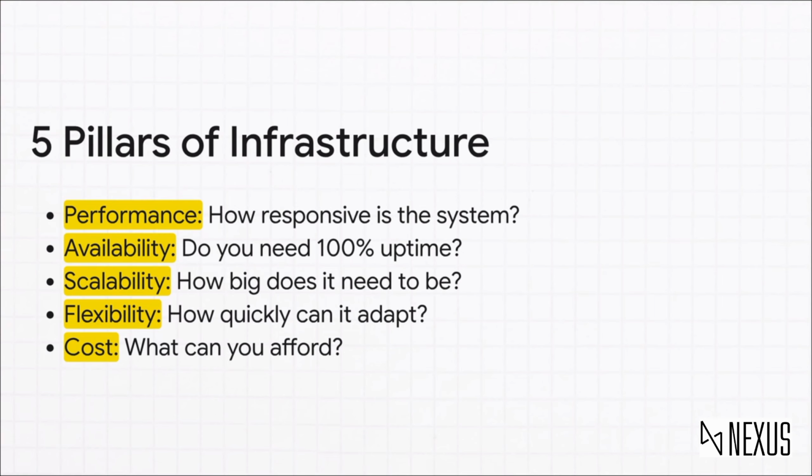You have to ask yourself, how fast does it need to be? That's performance. Can it ever go down? That's availability. How big does it need to get? Scalability. How quickly can we change it? Flexibility. And, of course, the big one. How much can we afford? That's cost. See, there's no perfect answer. Every single big data system is a series of trade-offs between these 5 critical things.